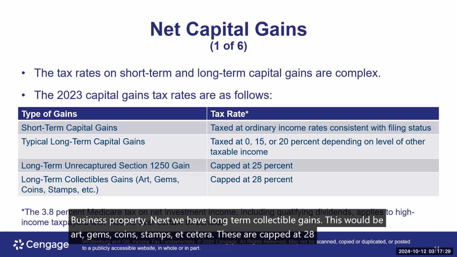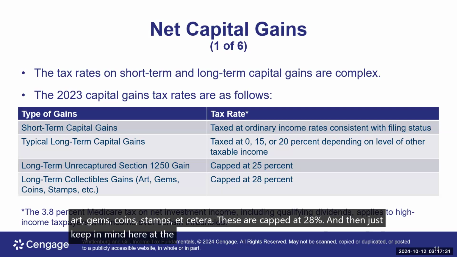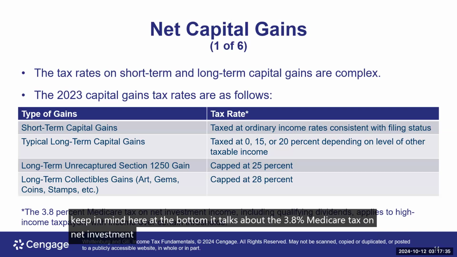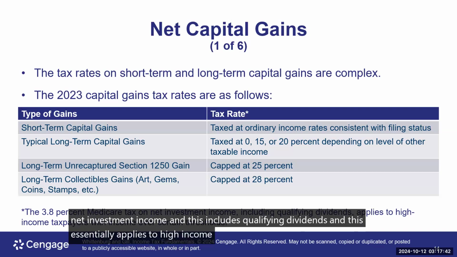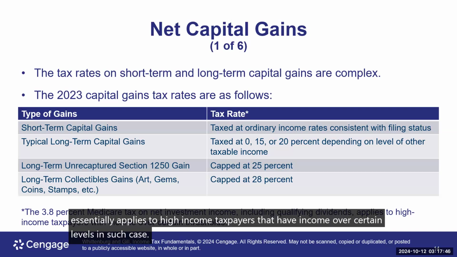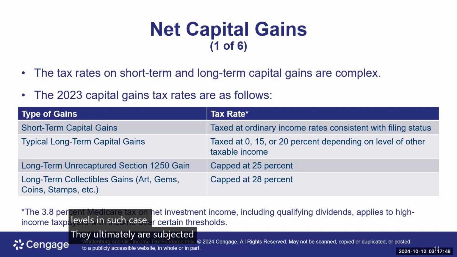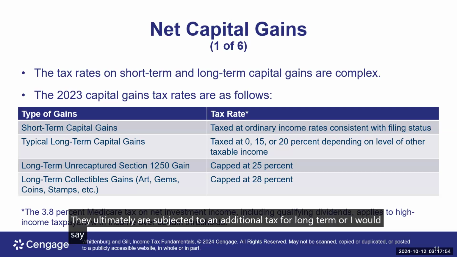And then just keep in mind here at the bottom, it talks about the 3.8% Medicare tax on net investment income. And this includes qualifying dividends, and this essentially applies to high income taxpayers that have income over certain levels. In such case, they ultimately are subjected to an additional tax for long-term, or well, I would say portfolio income, because this includes dividends and other investment income.